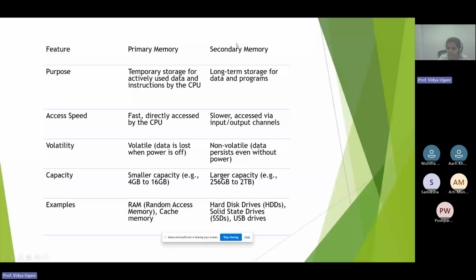Now, the examples for primary memory are RAM and cache memory, whereas examples for secondary memory are hard disk drives, solid state devices, and USB drives, for which you connect a pen drive, because a pen drive is also a permanent storage. Earlier, CDs and DVDs were also used. CD means compact disc, DVD means digital versatile disc. They were used to store data for a longer time. But now the pen drive has eliminated CD and DVD usage, because to insert a CD or DVD you need a separate player, but to insert a pen drive you need just one USB port. That's why it is eliminated.